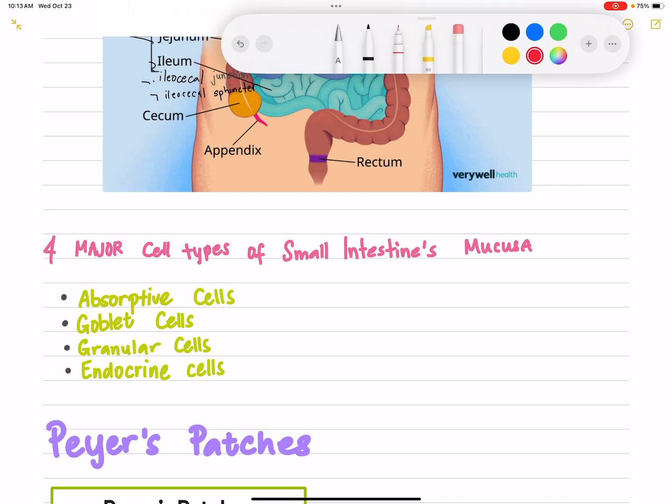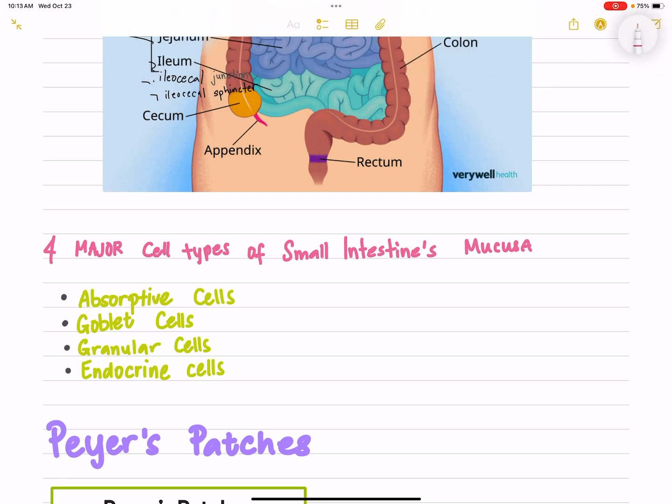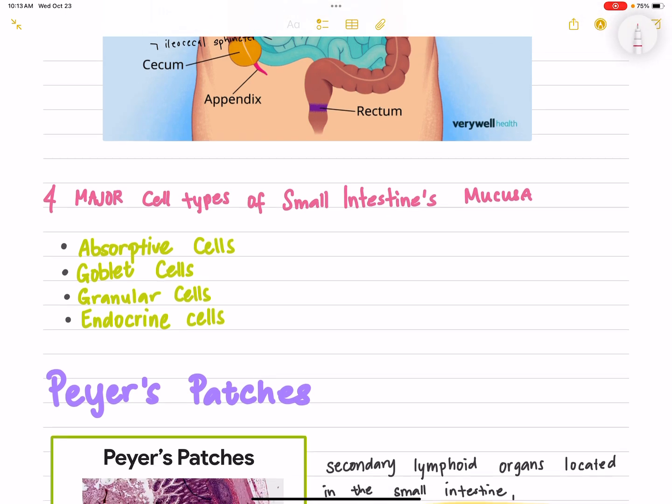Okay, so next we have the 4 major cell types of the small intestine's mucosa. So we have the absorptive cells, which contain microvilli, produce digestive enzymes and absorb digested food. Goblet cells produce protective mucus, and granular cells help protect intestinal epithelium from bacteria, and endocrine cells produce regulatory hormones that stimulate liver and pancreatic secretions.